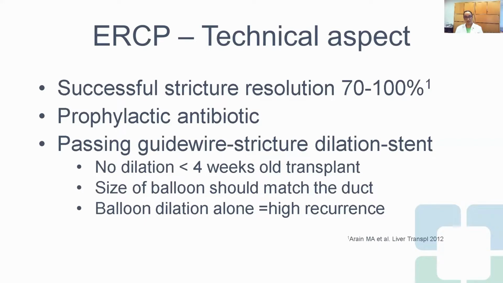However, keep in mind, if somebody is in a very early post-transplant phase, especially the first month, the first 4 weeks, we should not be dilating the anastomosis, as it can lead to rupture of the anastomosis. When choosing the balloon size, the size of the balloon should be matched to the size of the duct above and below the stricture. And finally, even if we see that with balloon dilation the waist of the balloon has effaced, these patients still should be stented because the stricture recurrence is significantly high if you just leave these patients with balloon dilation alone.